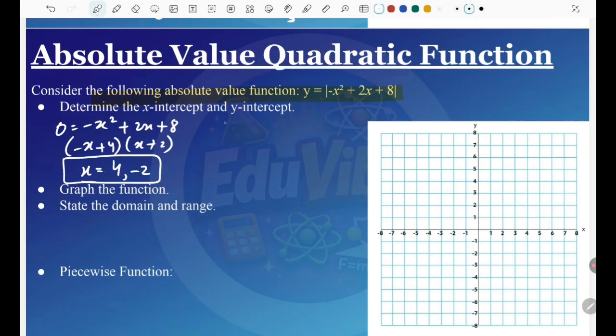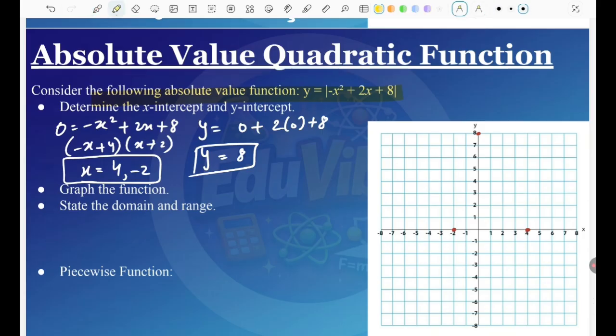And when x is equal to 0, this goes to 0 plus 2 times 0 plus 8, so you will get 8. Make sure you have these points on your graph: the minus 2, the 4, and y we have 8 right over there. At these points your graph must touch, and you have to graph the function. So you put your x values in this, get your y values and draw the graph.